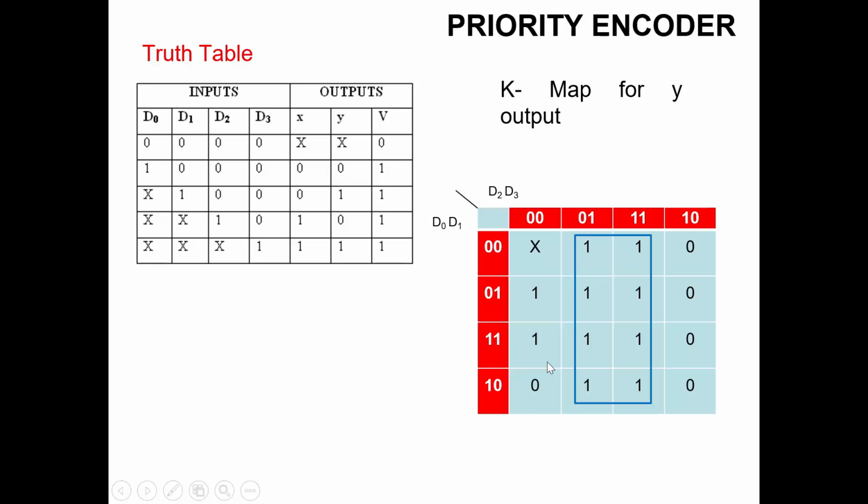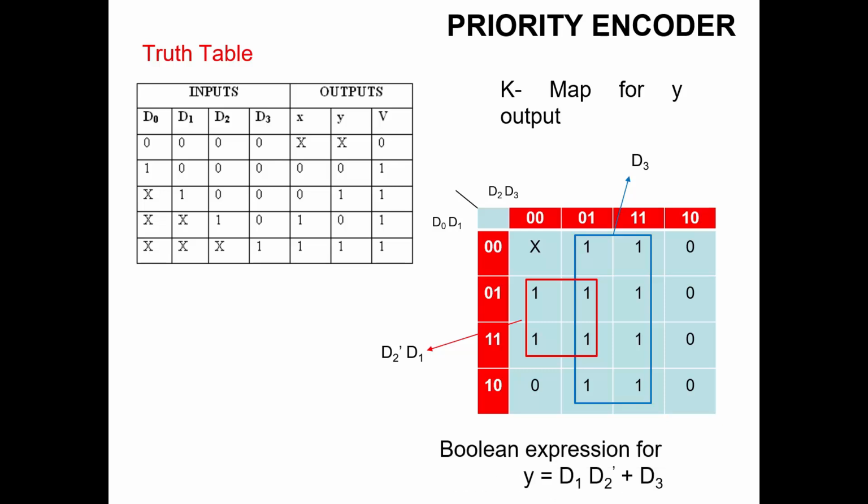So from the K-map, we have another group of 4 ones, and the simplified value will be D3, and for this one, D2 is not changing from 0, so it will be D2 bar. Then here D1 is not changing, so the output for this group will be D2 bar D1, and the overall output for Y will be D1 D2 bar plus D3.